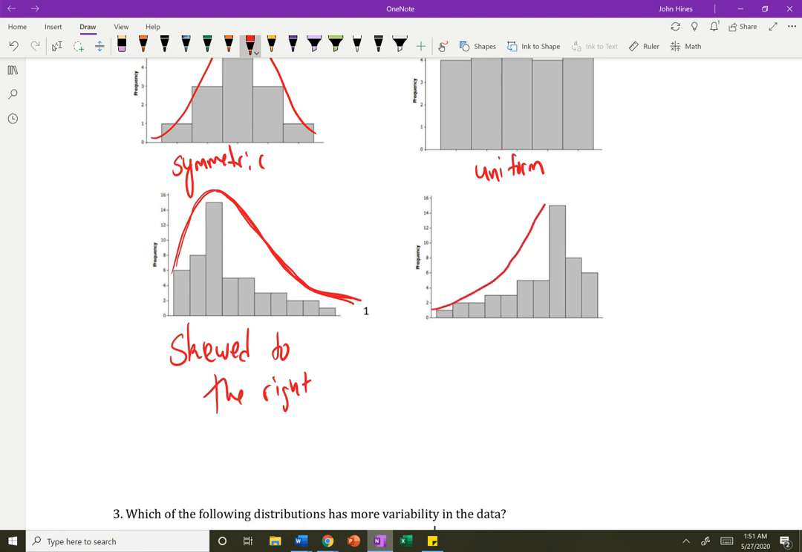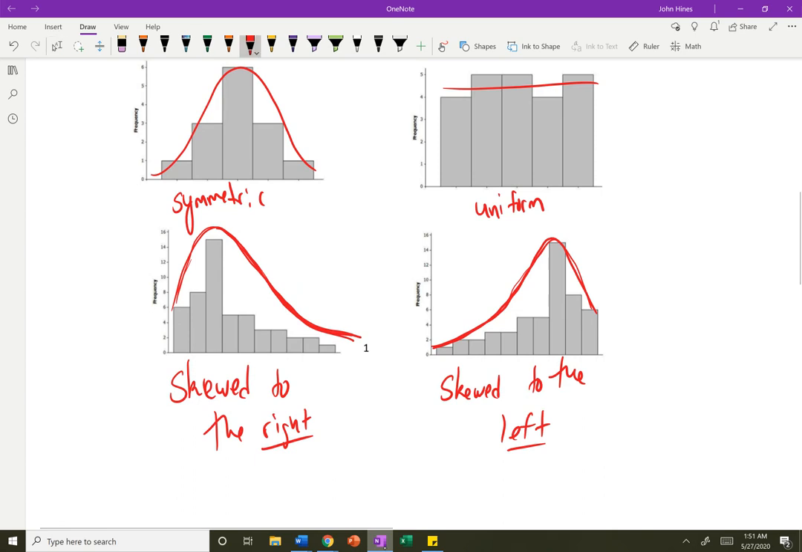Whereas over here, which tail is longer? Where's the data trailing off to? This one is skewed to the left. So you follow the tail of the data. You follow this trailing off, the skew of the distribution. That tells you whether it's to the right or to the left.